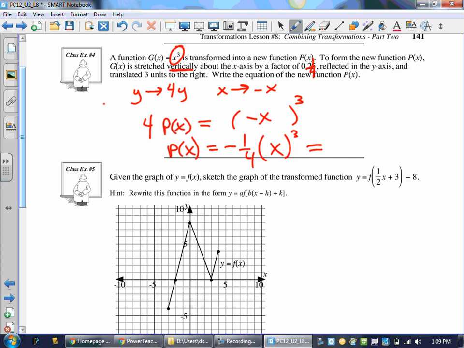So this is going to become, p of x is going to equal negative 1/4. Now let's move this x. When we go 3 units to the right, I have to bring it back 3. So we have to go x minus 3. And that is your final answer.